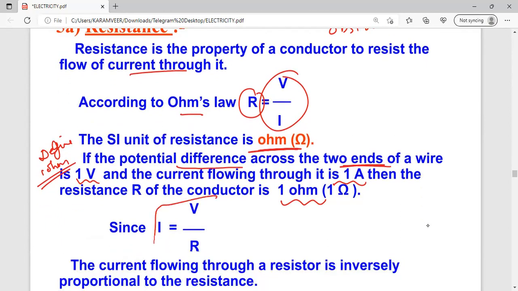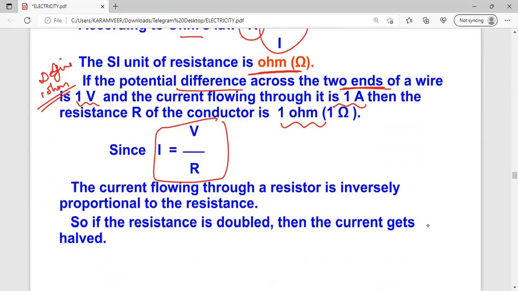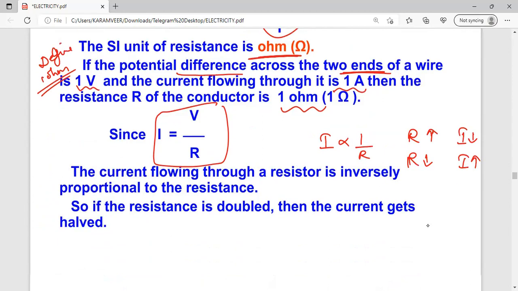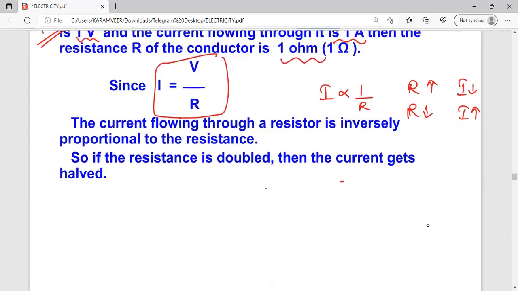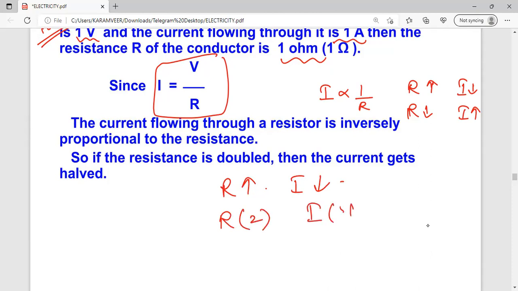So I is equal to V upon R. And current is always inversely proportional to resistance. It means if resistance increases, current decreases. Similarly, if resistance decreases, current increases. So if resistance is doubled, then current gets halved, obviously. Because अगर resistance बढ़ रहा है तो current कम हो रहा है. तो अगर resistance की value 2 times हुई तो current की क्या होगी? Half.